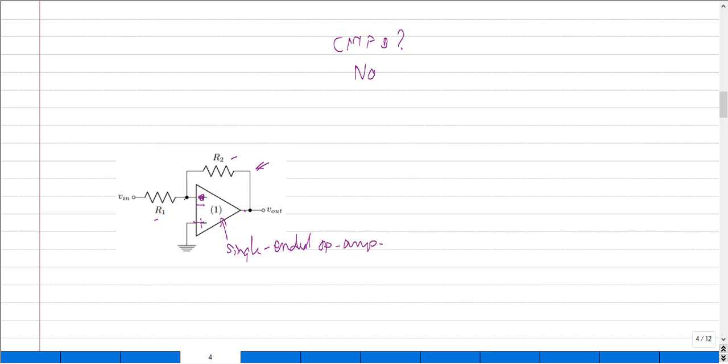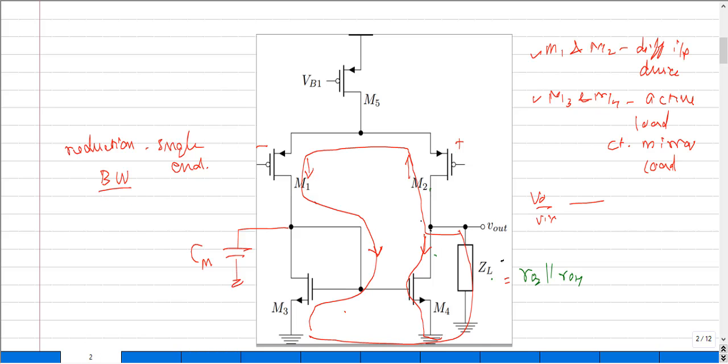So why is it not so called? Basically, for a single-ended op-amp configuration, which I can just show here, this is a simple single-ended configuration. So what was the common mode voltage at this particular Vout?